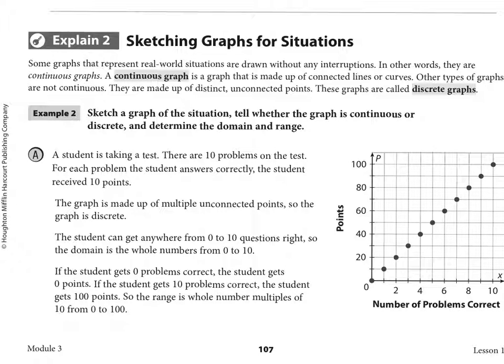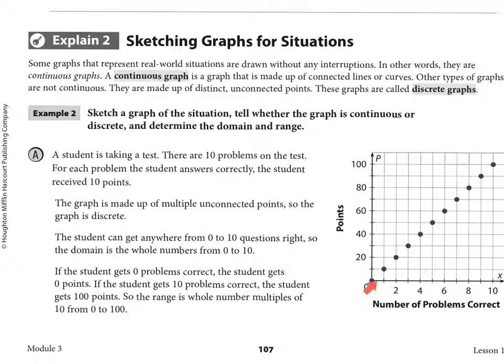So certain things that occur here, in this particular example that they're using, they talk about the number of problems on a test that are answered correctly. Well, if I answer one problem correctly, then I get 10 points credit. If I answer 2 problems correctly, then I make a 20 on the test. So if there are 10 problems on the test at 10 points each, then I make 100. Why do I not have a point in between these two? Because each problem is 10 points.